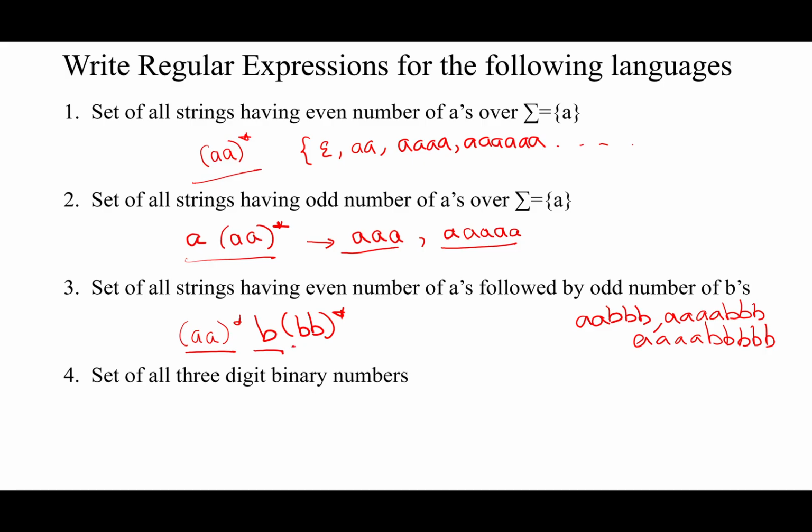The next one: set of all 3-digit binary numbers. So it should contain only 3 digits. Binary number means zeros and ones, right? Like 0 1 0, or 1 0 1. So it should contain digits like this. So we can use the OR operator: (0 plus 1), then (0 plus 1), then (0 plus 1). So it always contains a 3-digit binary number.